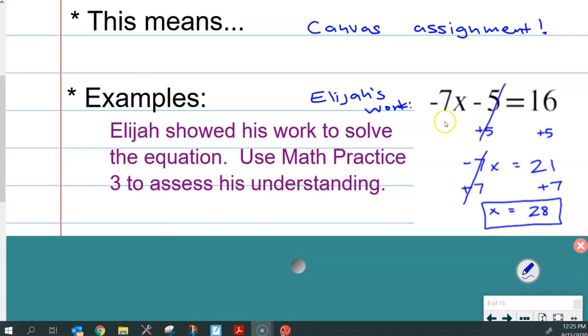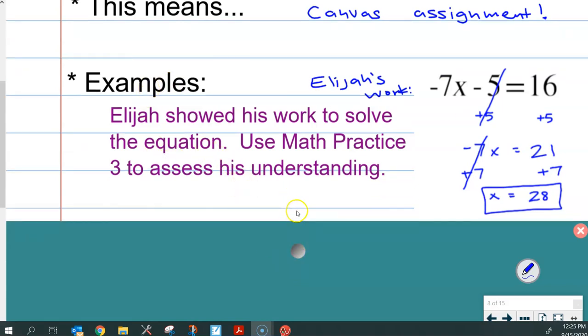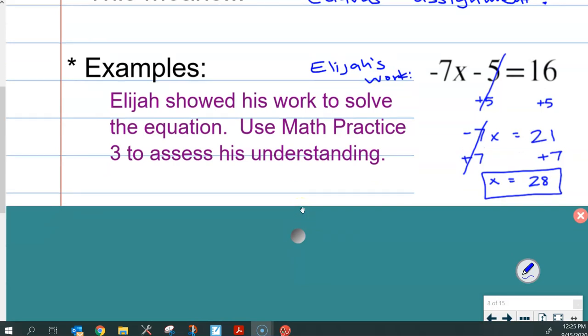Now, with that in mind, that's enough time to write all of this down, and now I have the question, what do you think about Elijah's work? I want you to discuss with your table mates. What did Elijah do well? What does he need to improve on? What do you need to improve on based on this work? Did Elijah do everything correctly? Discuss with your groups. 60 seconds. Go.